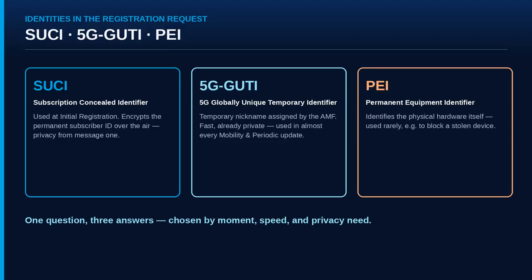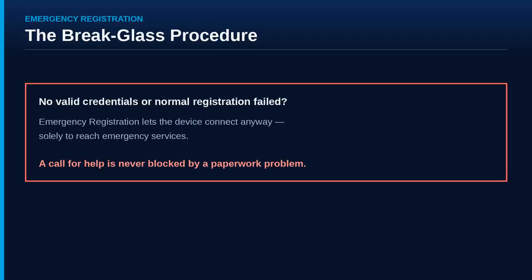One more registration type deserves a quick mention before we move on. Emergency registration. This is the network's break glass procedure. If a device needs to place an emergency call but can't complete normal authentication, maybe it has no valid SIM credentials or its usual registration failed, emergency registration lets it register onto the network anyway, specifically and only to reach emergency services. It's a narrow, safety-critical exception to everything else we've discussed, and it exists for exactly one reason. A call for help should never be blocked by a paperwork problem.